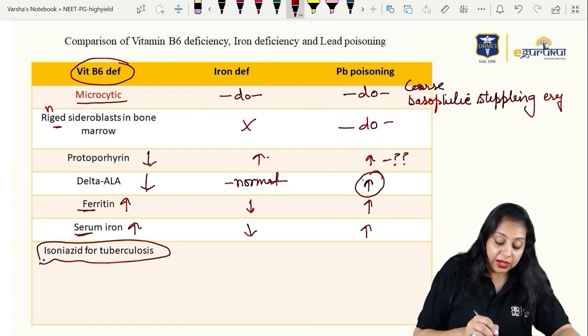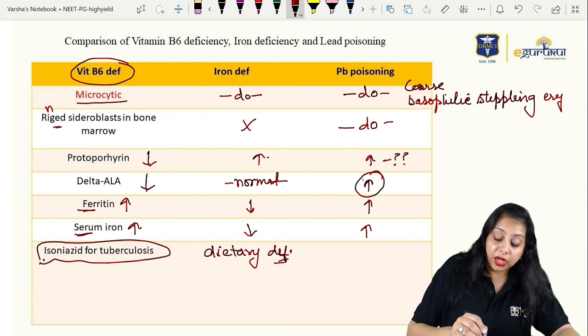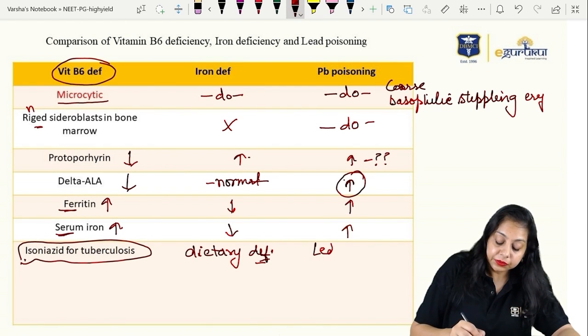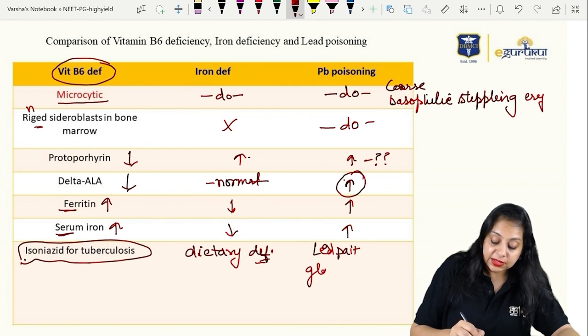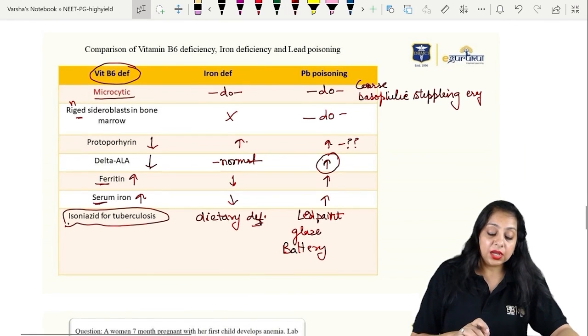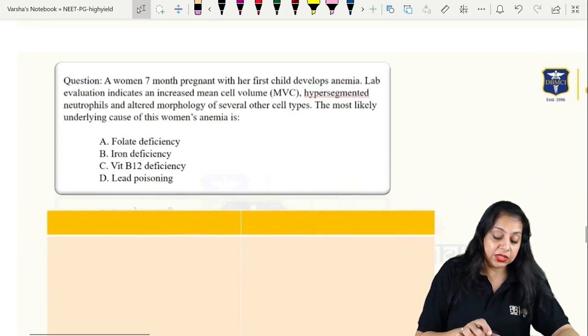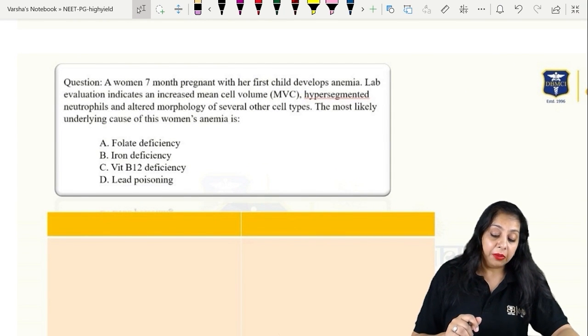Dietary iron deficiency leads to iron deficiency, right? Lead poisoning, I have already told you, comes from lead paint. Lead paint contains it, right? And the ceramic glaze and batteries, they contain it. So now it's very easy to compare and find out the correct answer in case you have a complicated case scenario. Now there was this question which I find very interesting, so I picked it up for you guys.